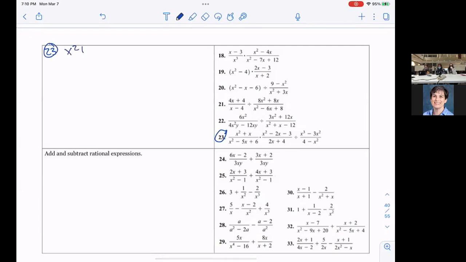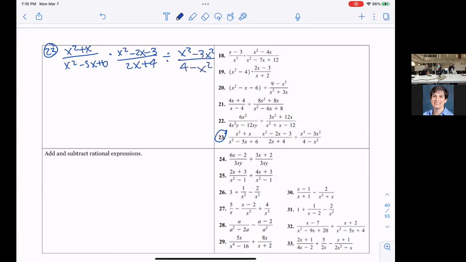So we have x squared plus x over x squared minus 5x plus 6 times x squared minus 2x minus 3 all over 2x plus 4, and then divided by x cubed minus 3x squared all over 4 minus x squared. So the first thing that I'm gonna do is I'm gonna flip this. So instead of dividing by this fraction, we're gonna multiply by its reciprocal.